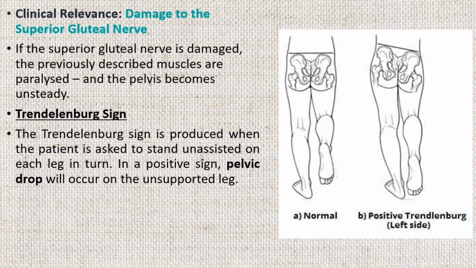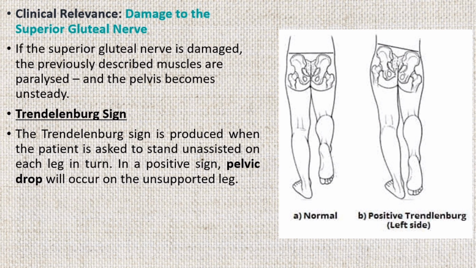If the superior gluteal nerve is damaged, the previously described muscles are paralyzed, and the pelvis becomes unsteady. A characteristic finding of gluteal muscle weakness is the Trendelenburg sign. The Trendelenburg sign is produced when the patient is asked to stand unassisted on each leg in turn. In a positive sign, pelvic drop will occur on the unsupported leg.